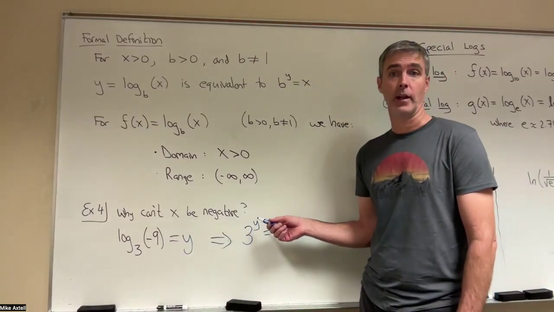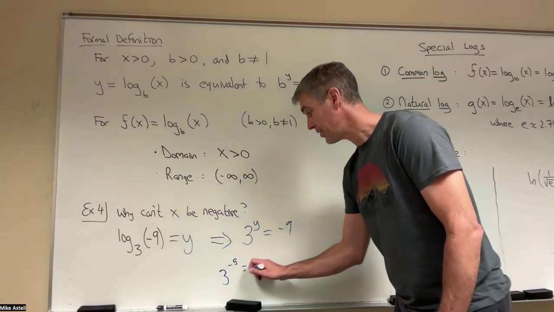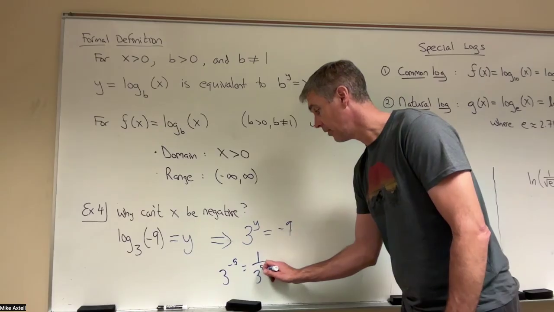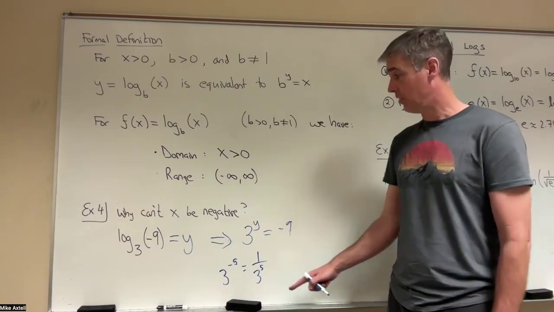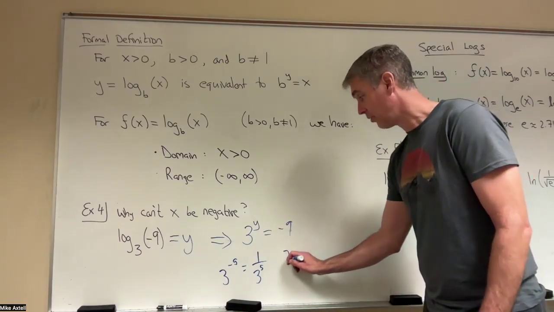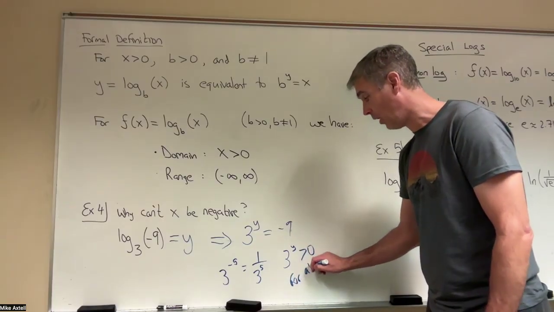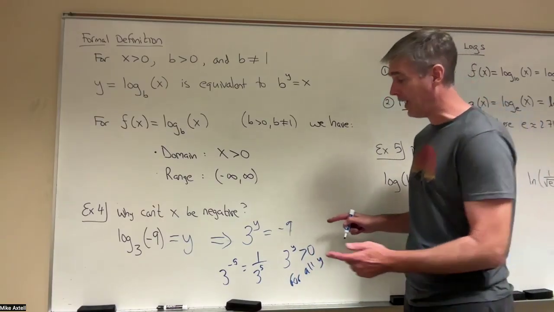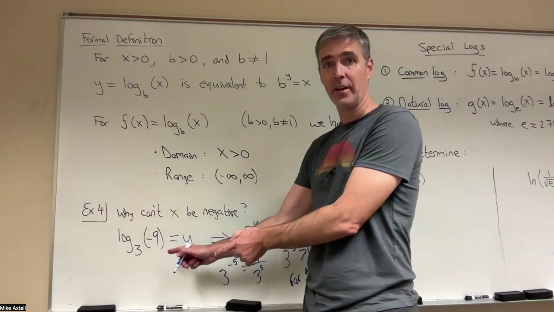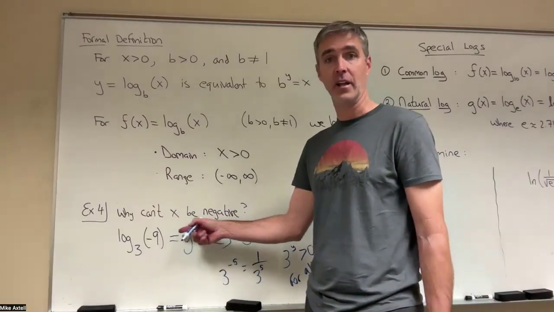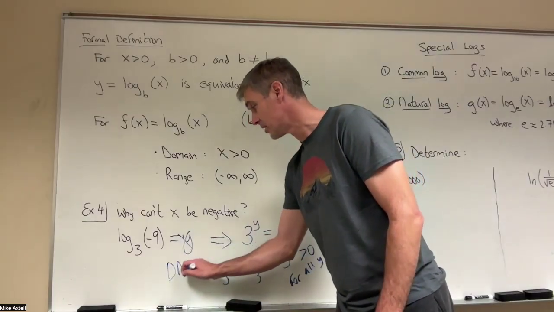3 to a negative power, like 3 to the negative fifth? Well, that's just 1 over 3 to the fifth. And 3 to the fifth is positive, so 1 over 3 to the fifth is positive. So what I'm saying is 3 to the y is greater than 0 for all y. There's no way 3 to the y could ever be a negative number. So I just can't calculate log base 3 of negative 9. There's no answer to that, so we would say it does not exist.